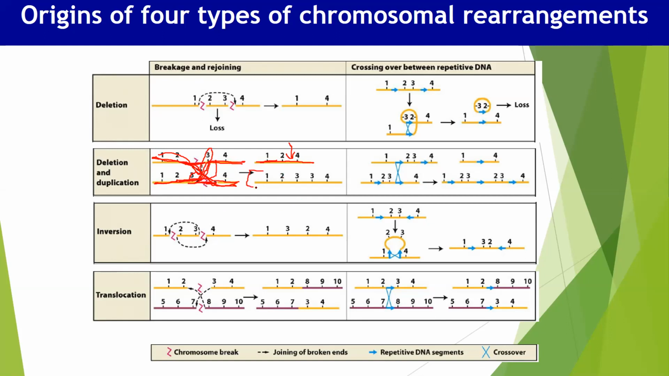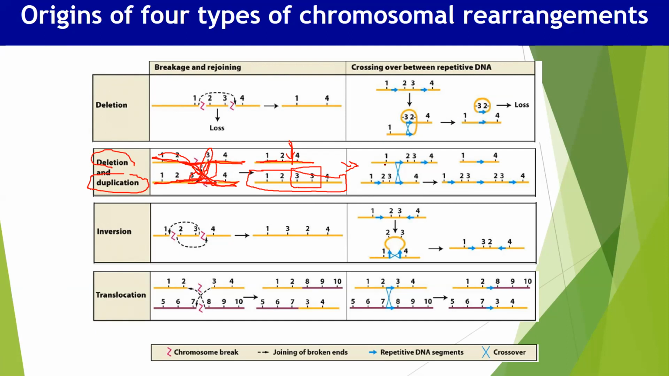So with this uneven crossover, you're going to see the other chromosome carrying 2 copies of gene 3. That's the duplication, and that's the deletion. If this is the mechanism, this crossing over will produce deletion and duplication simultaneously. So you're going to see the deletion and the duplication together.